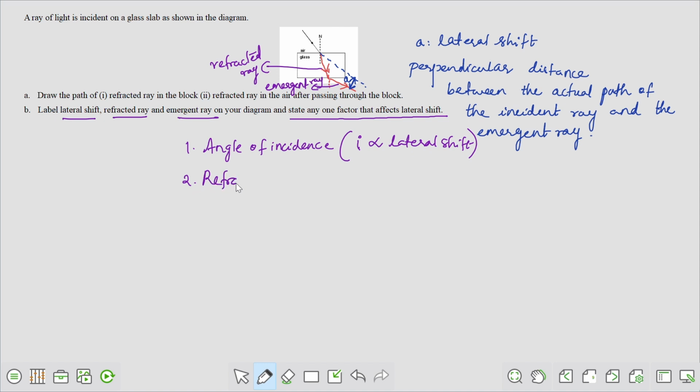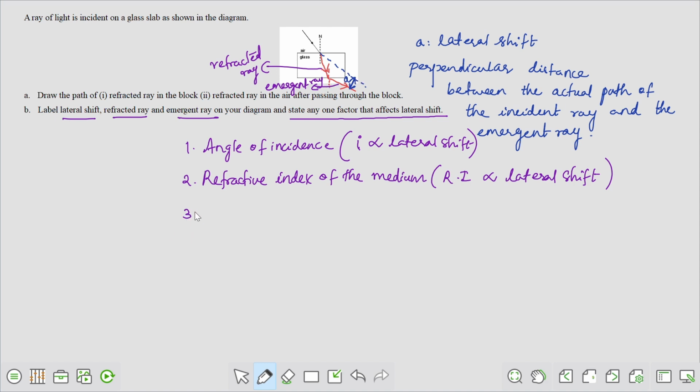Second one, refractive index of the medium. Here the medium is glass. How is it related? Refractive index of the medium is directly proportional to lateral shift. So if refractive index is more, then the bending of light is more towards the normal, which will increase the shift.